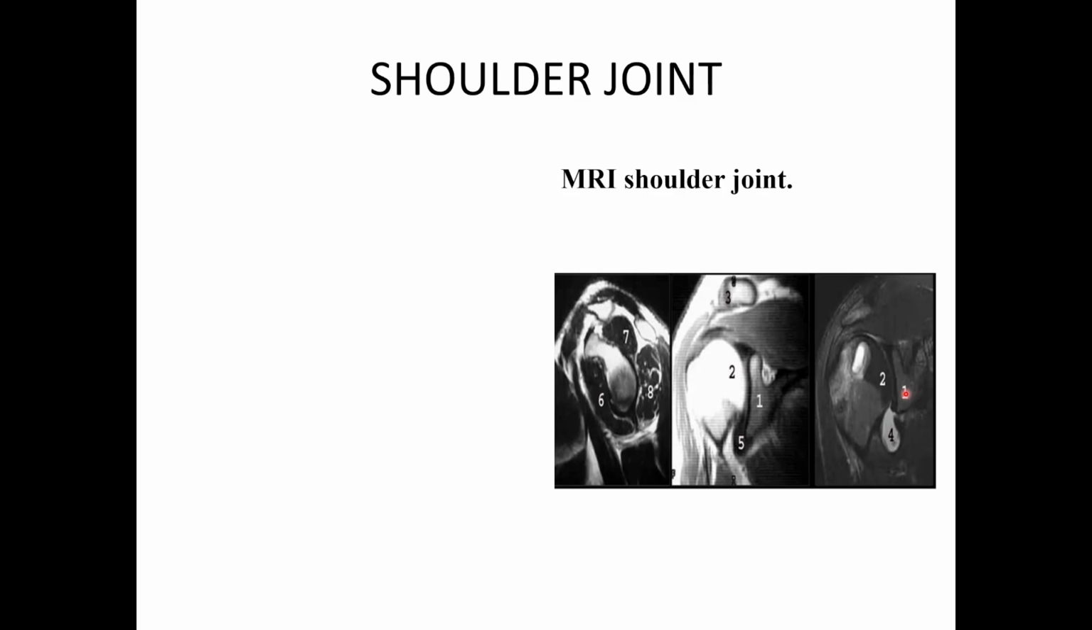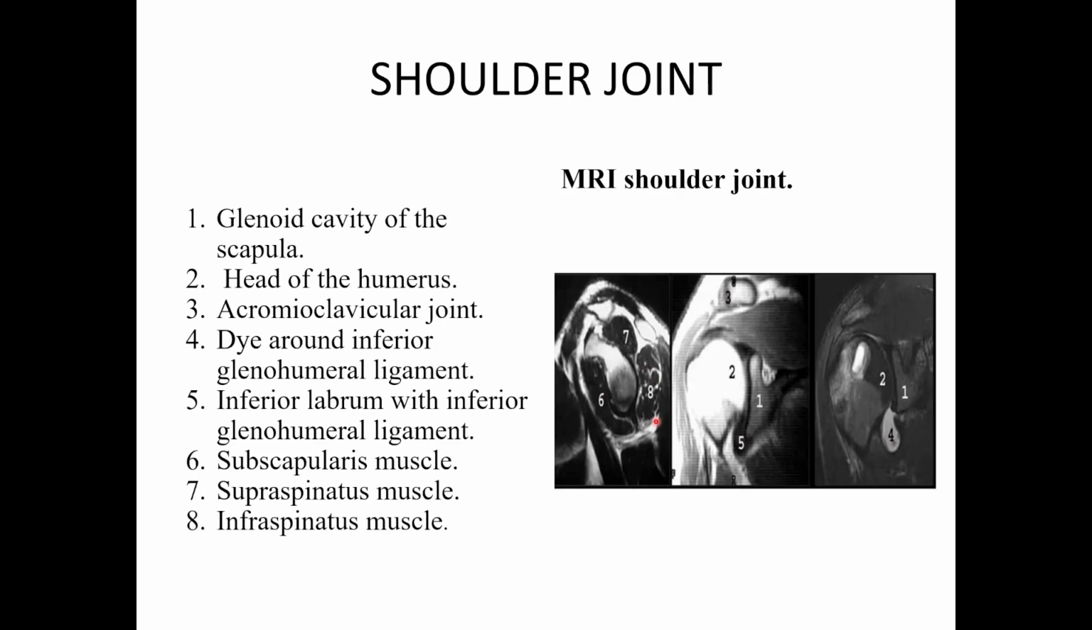1 we have the glenoid cavity of the scapula, 2 we have the head of the humerus, 3 we have the acromioclavicular joint, 4 we have a dye around the inferior glenohumeral ligament, 5 we have the inferior labrum with the inferior glenohumeral ligament, 6 we have the subscapularis, 7 we have the supraspinatus, and 8 we have the infraspinatus muscles.